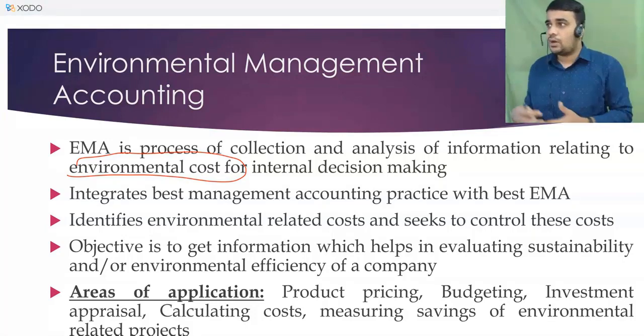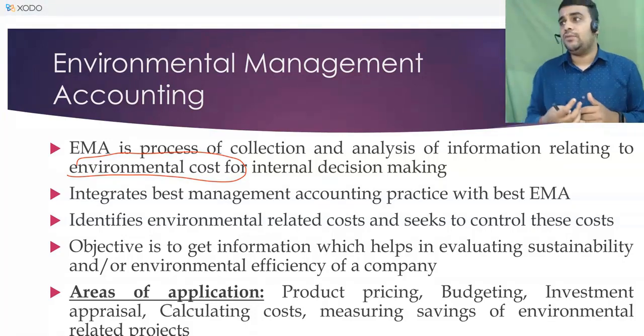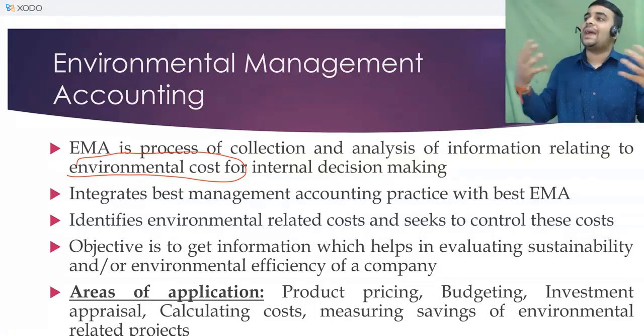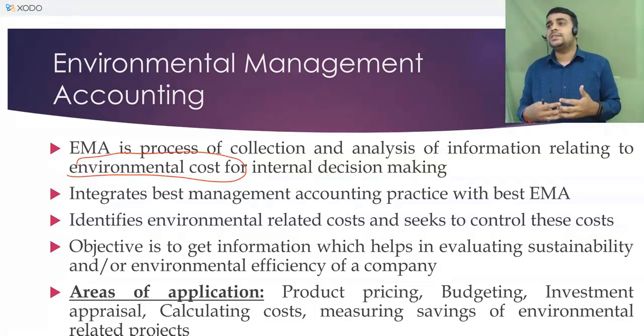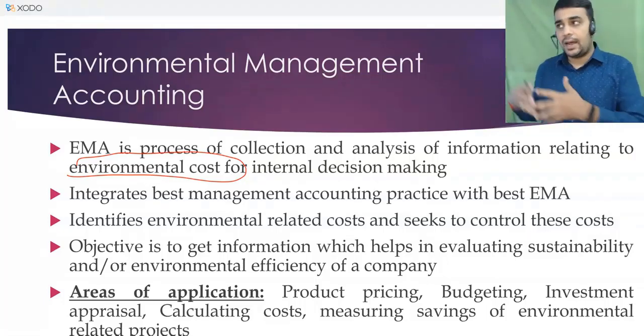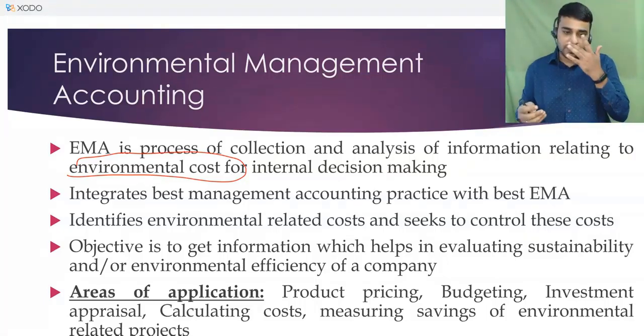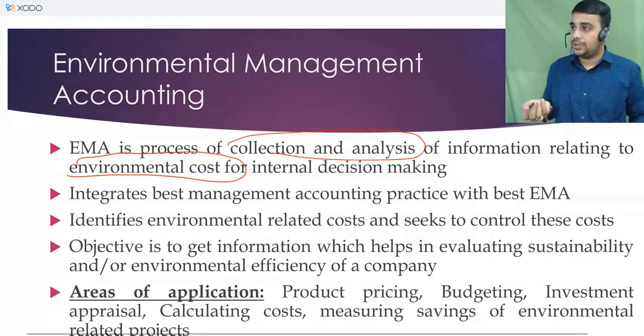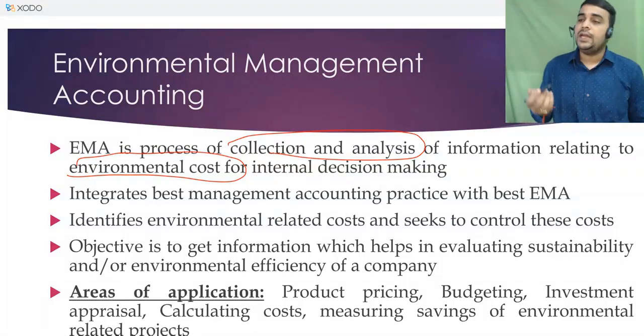There are three stages of this. First, you'll have to identify the environmental cost, then allocate this environmental cost to the end product using maybe activity based costing, and the third stage is using it for the purpose of reduction, decision making, and other allied areas. So that is what the environmental management accounting process of collection and analysis is. First get the information and then use it for the purpose of decision making.